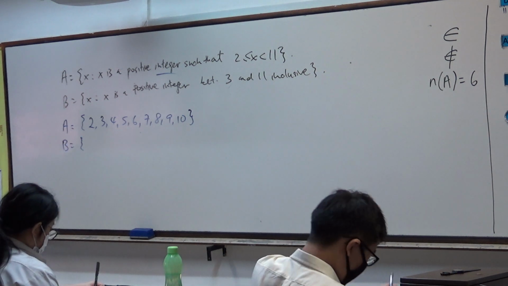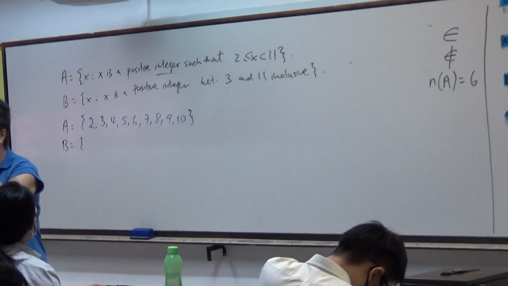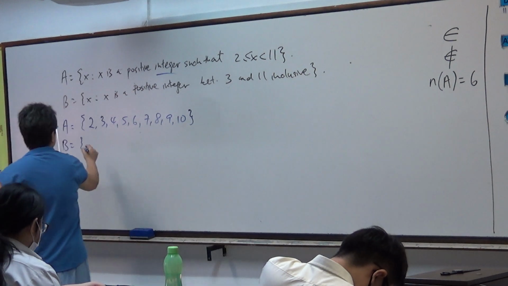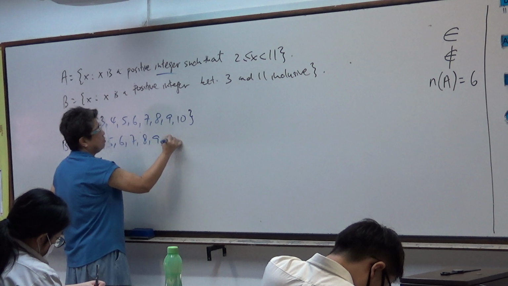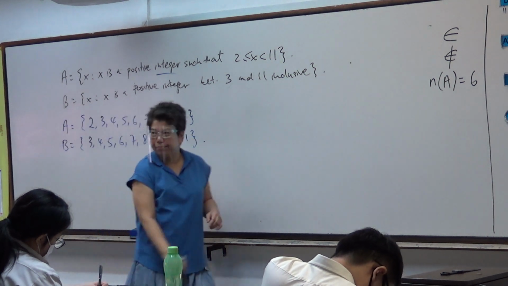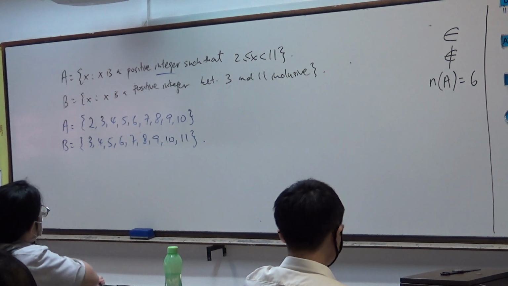Now let's take a look at set B. It's a positive integer between 3 and 11 inclusive. What do you mean inclusive? Include the 2 endpoints. So it must be 3, 4, 5, 6, 7, 8, 9, 10, and 11. Everybody clear? Okay, now next question here.